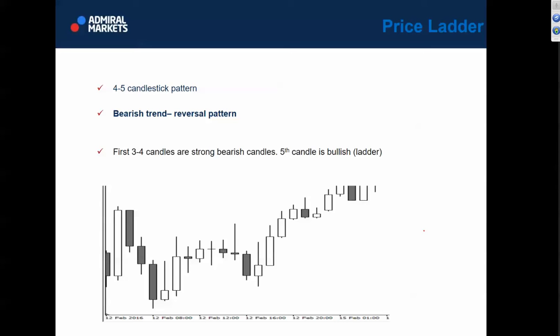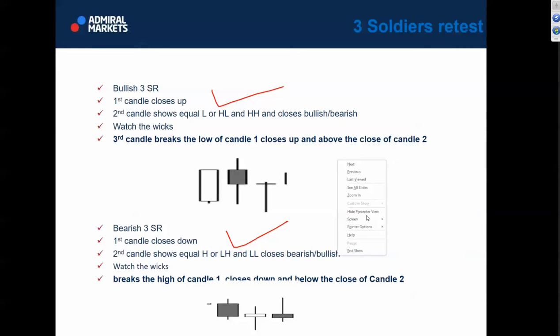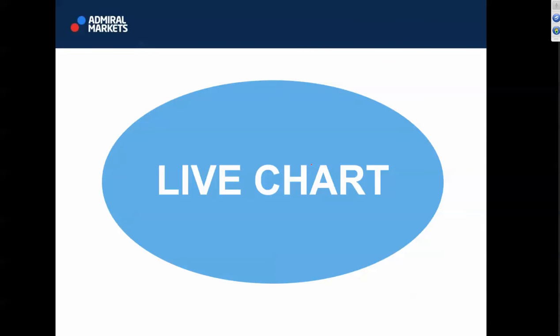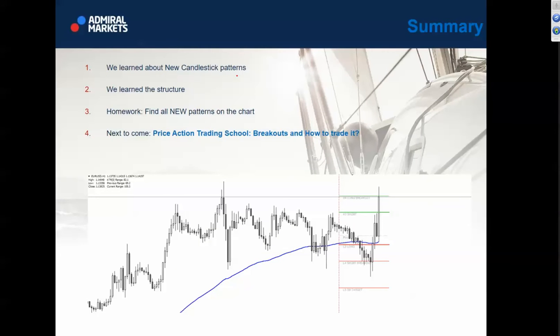And also, next session that is about breakout trading, we'll use the 3SR pattern. Three soldiers retest. Okay. And finally, what we learned? We learned about new candlestick patterns. We learned the structure. And your homework is to find all new patterns on the chart. Try to memorize it. Because next to come is price action trade school breakouts and how to trade it. If you have any questions, guys, please ask me now.